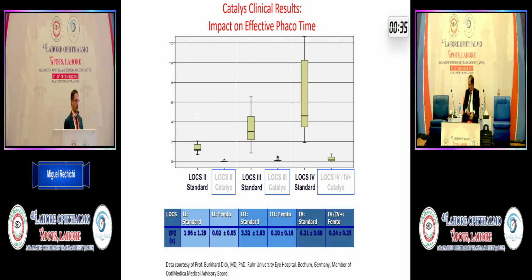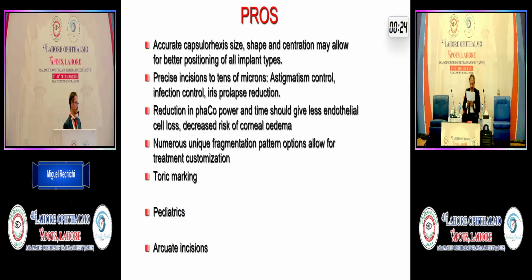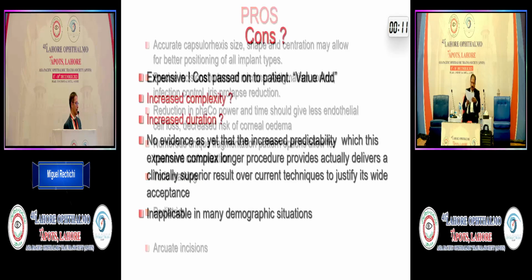So the impact on effective phaco time is evident. Especially in a very hard cataract, we will use much less ultrasound. And to me, the pro is that you can also add an arcuate incision that helps you to manage astigmatism up to 3 diopters without using a toric IOL.